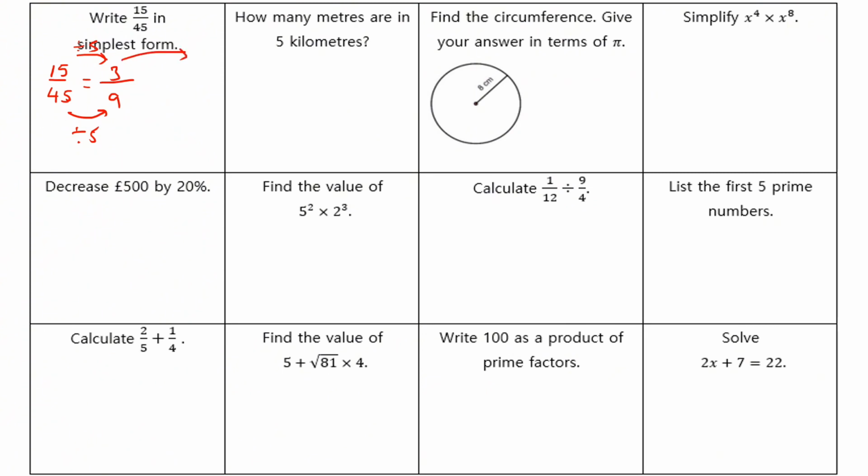So I could just divide it by 3 as well. 3 divided by 3 is going to give you 1. 9 divided by 3 is going to give you 3.